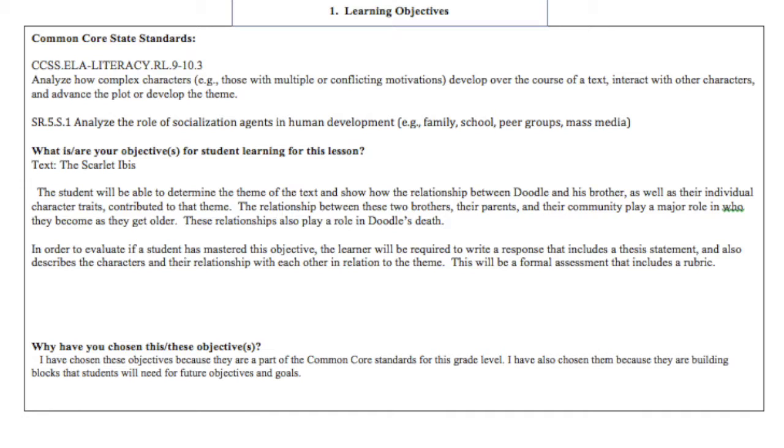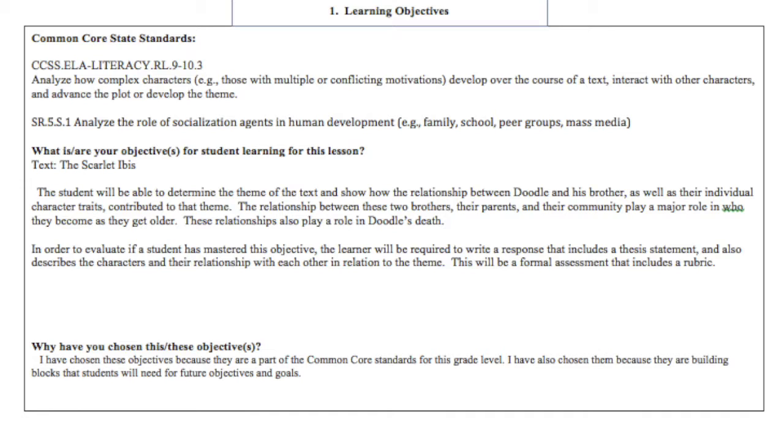So, as for my objectives, I'm going to use the short story The Scarlet Ibis by James Hurst. The student will be able to determine the theme of this text and show how the relationship between Doodle, who is the main character, and his brother, as well as their individual character traits, contributed to that theme. The relationship between these two brothers, their parents, and their community play a major role in who they become as they get older. These relationships also play a role in Doodle's death at the end of the story.